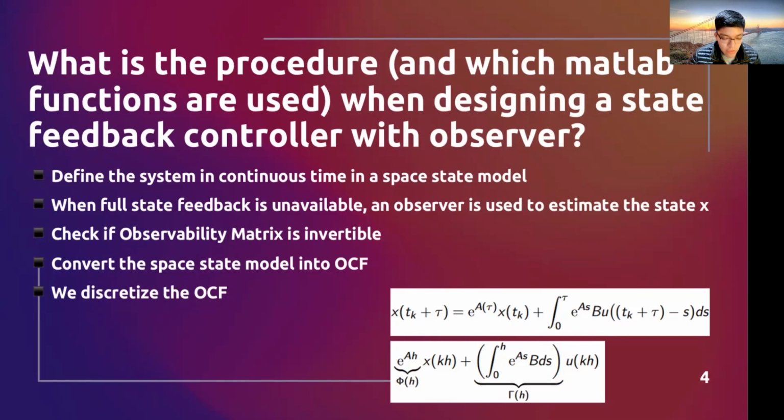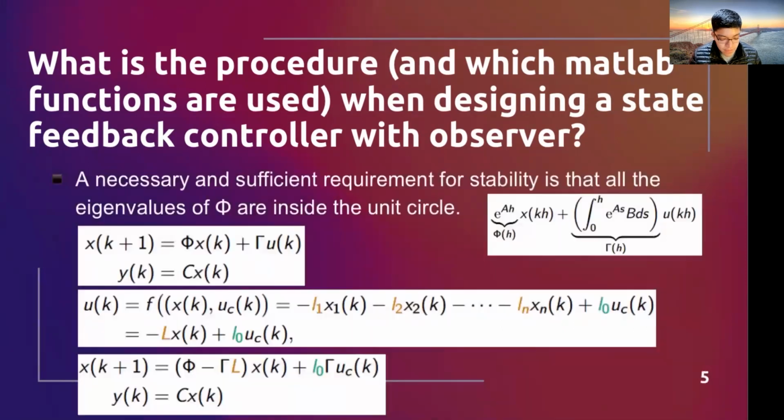Then we discretize the OCF with the first picture on the right. After that, we will obtain two matrices, like A and B from the state space model, but phi and gamma. Then, with the phi matrix, we determine stability, where a necessary and sufficient requirement is that all the eigenvalues of this matrix are inside the unit circle in the Z-plane. And as you can see, we also have an L vector, which has L1 to Ln that multiplies x1 to xn, and that helps us with the linear state feedback.